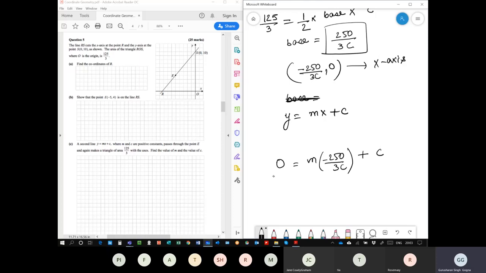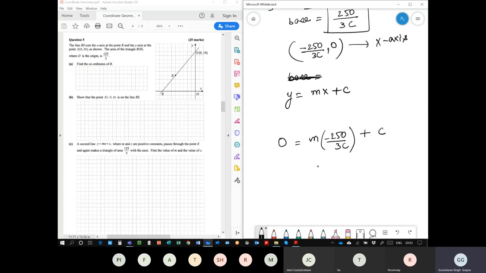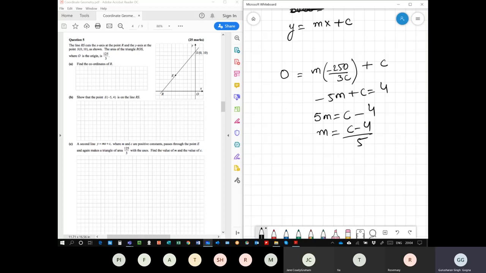Okay, so let us solve this. So what was your first equation? The first equation was minus 5m plus c equal to 4. I'll write it down here: minus 5m plus c equals 4. So 5m equals c minus 4. So m equals c minus 4 over 5. Okay, so that's the value of m in terms of c using the first equation.